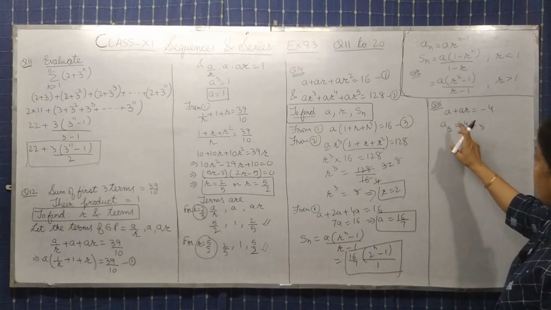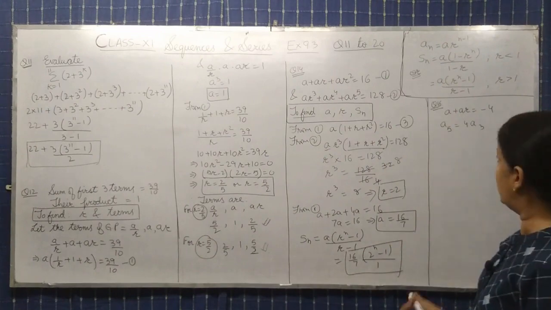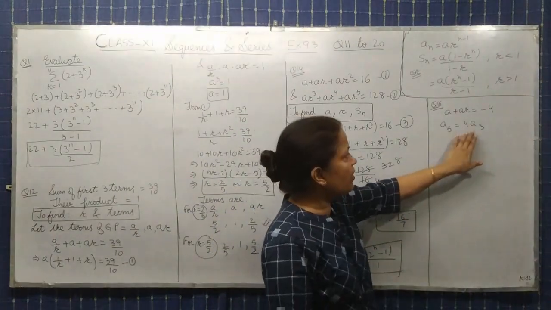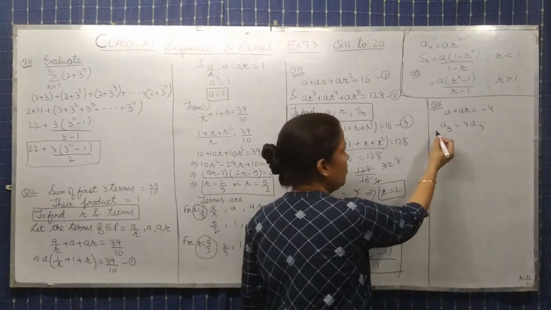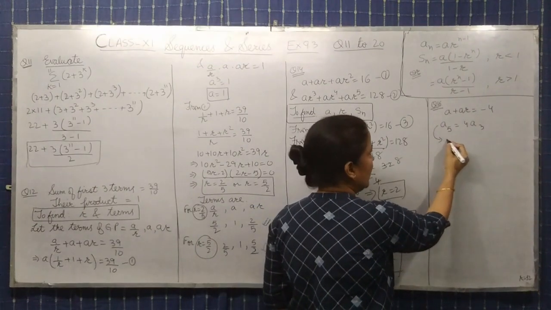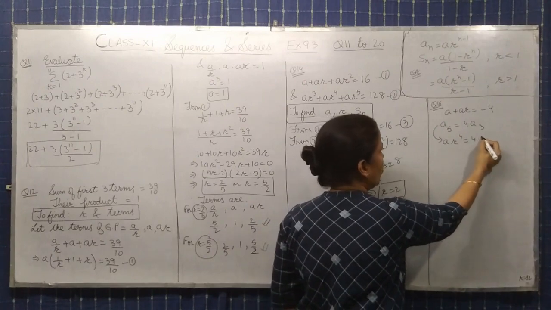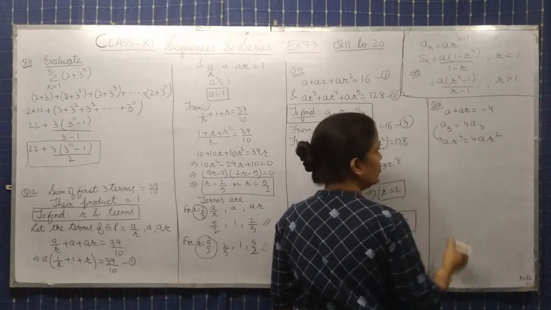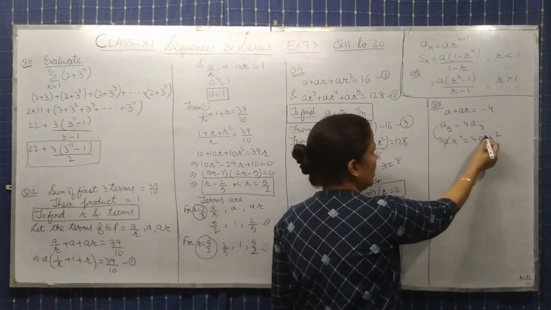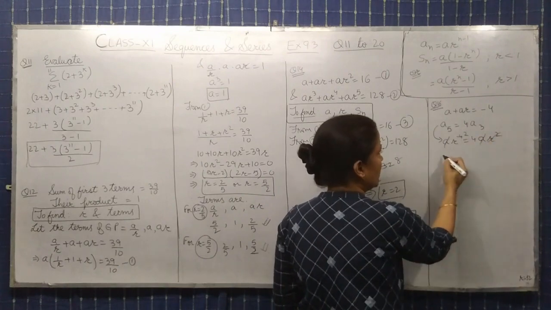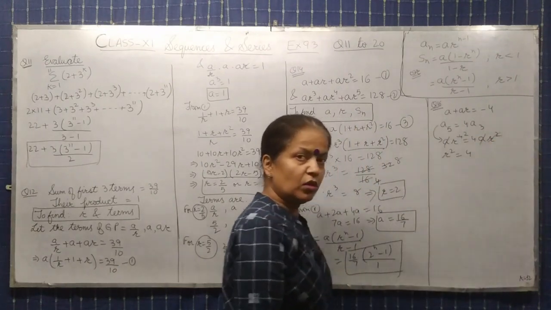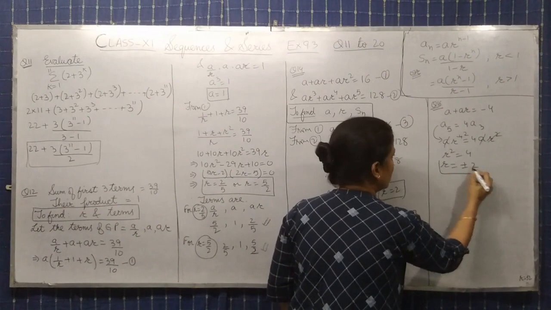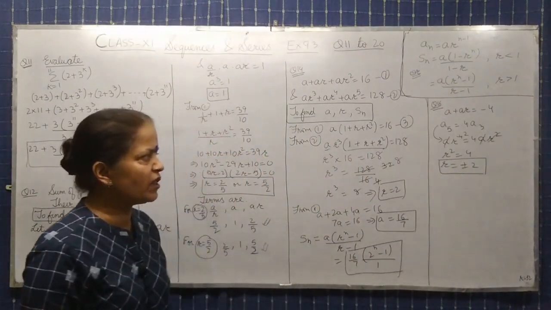Question 16. It is given the sum of first two terms is minus 4 and the fifth term is 4 times the third term. From here, we will go for AR power 4 equals 4 times AR power 2. Use the formula. So cancel it. You will get R square equals 4. So what should R be equal to? R will be plus minus 2. You will get R as plus minus 2.